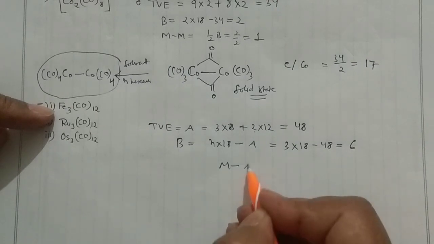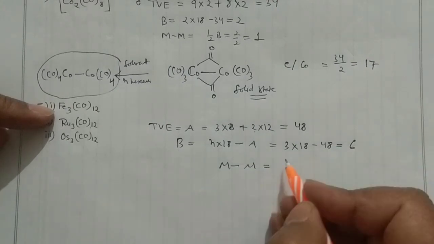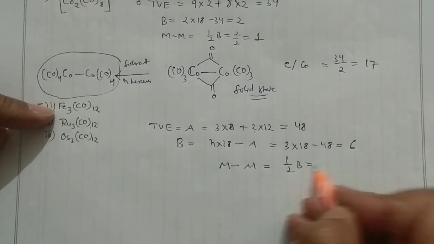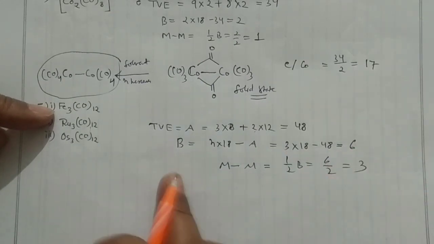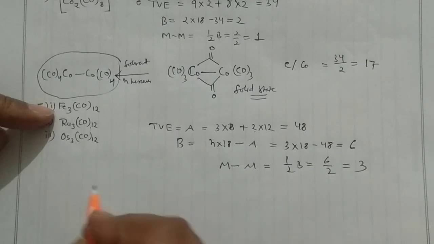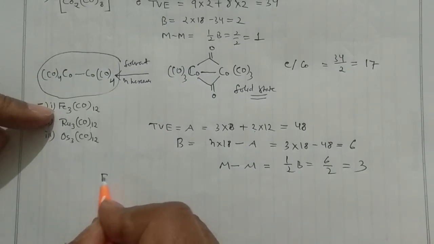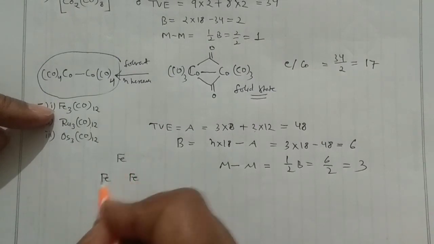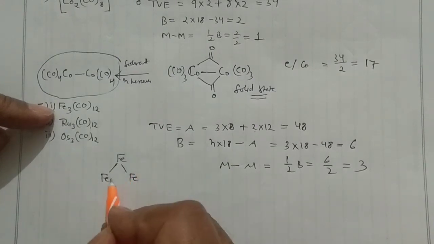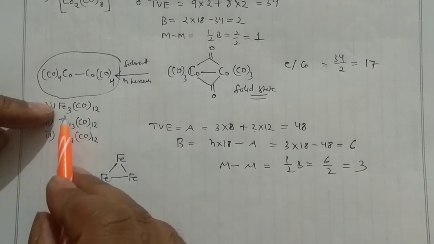So how many metal-metal bonds would be there? That means half of B, that means 6 by 2, this will give 3. That means 3 Fe-Fe bonds are there. So how can you write? Fe, Fe, Fe. The only way you can connect this is by forming a triangle in that manner. Since it belongs to the first transition series, definitely the bridge would be there.